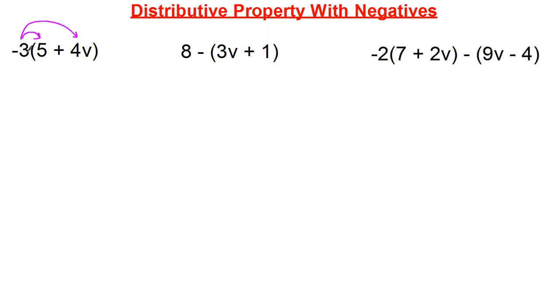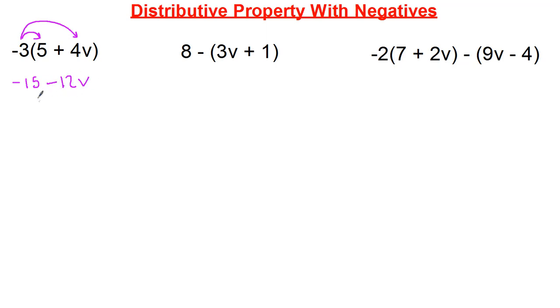So I got negative 3 times 5. Put that in your calculator. Negative 3 times 5 is going to be negative 15. Alright, so that's the first one. Now I have negative 3 times positive 4v. So negative 3 times positive 4 is going to give me a negative 12. Alright? And since the v is there, the v just gets added. Okay? So my answer would be negative 15 minus 12v.